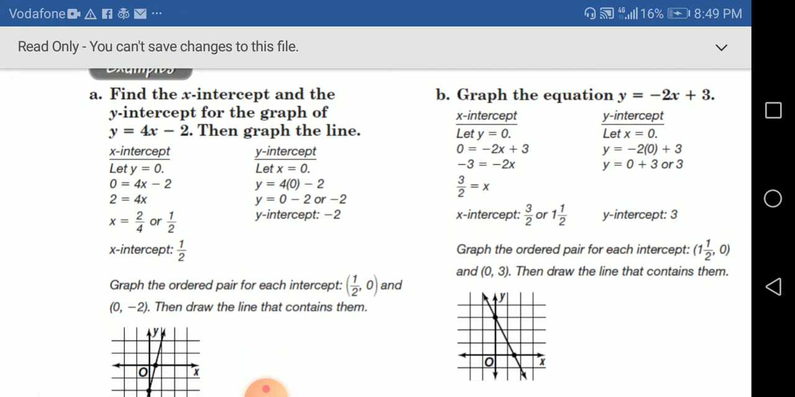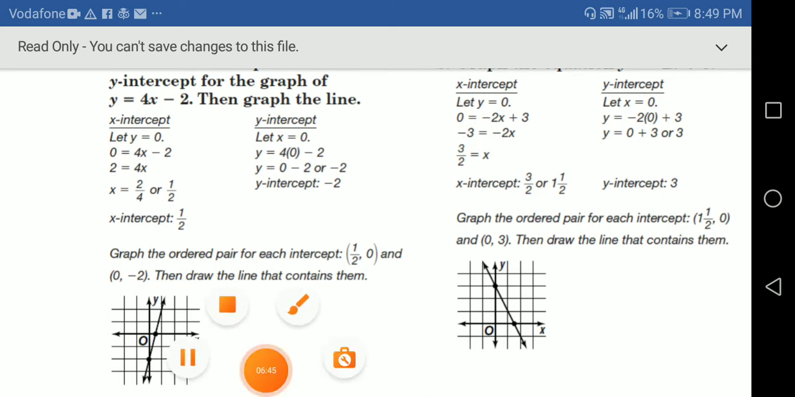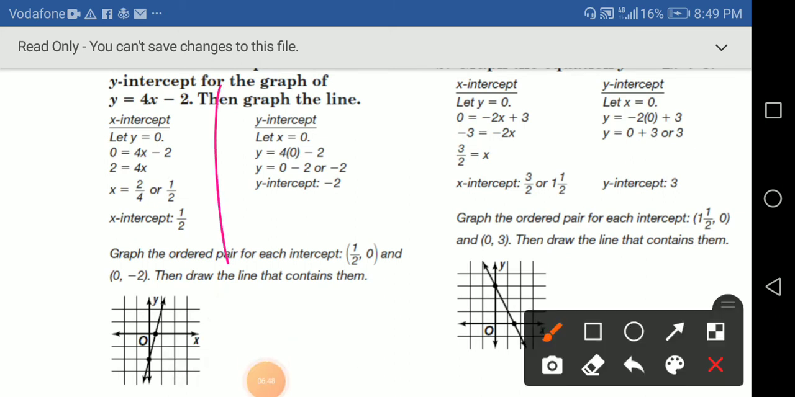Okay, then graph it. So, guys, we have two sections now, x-intercept and y-intercept. When I'm talking about the x-intercept, let y equal 0. So instead of y, I write 0 and solve the equation easily. 0 equal 4x minus 2. So 4x equal 2. Divide to get x alone: 2 divided by 4, x alone equals half. So the x-intercept here is half.